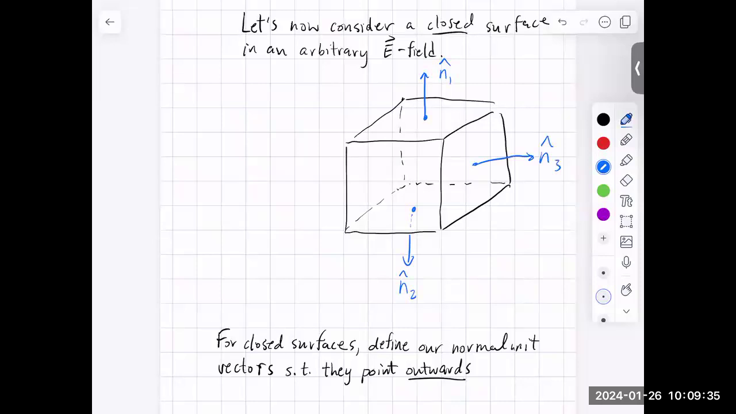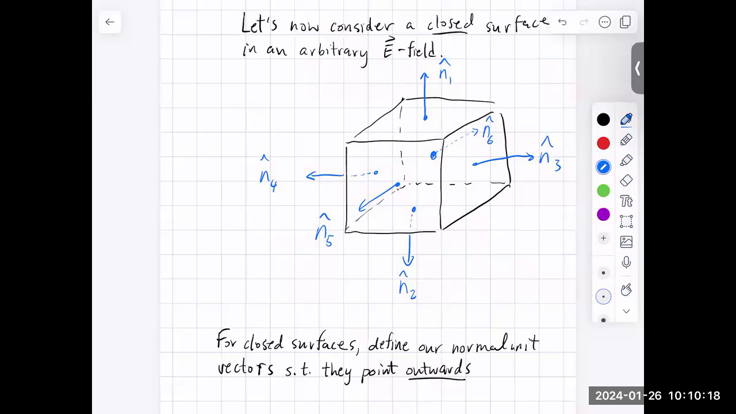Here's 3, let's say. 4 is going to be over here, n hat 4. And then 5 will be this front one. And then this one's harder to draw, but we've got this back one, which will be n hat 6. Okay, and so there's all of our normal vectors for a closed surface pointing outwards, right? We could also have drawn a sphere, and then we would have radial normal vectors, but they'll always point out, okay?